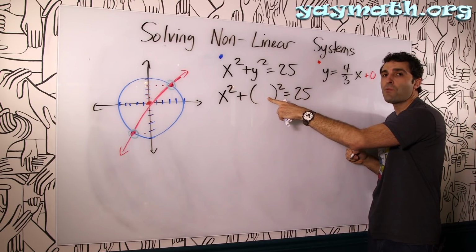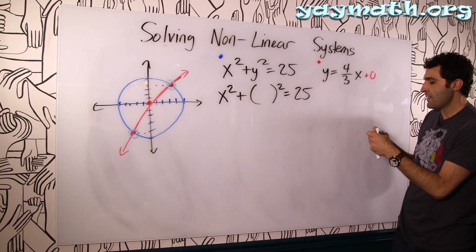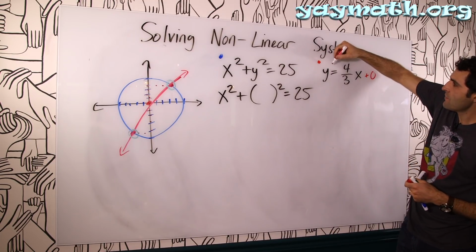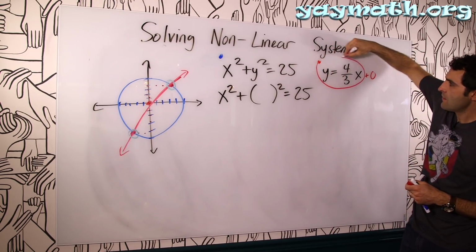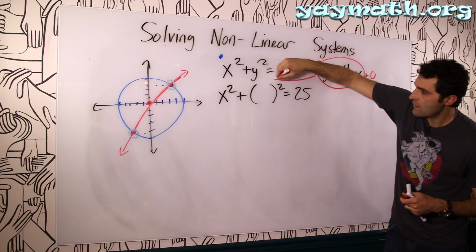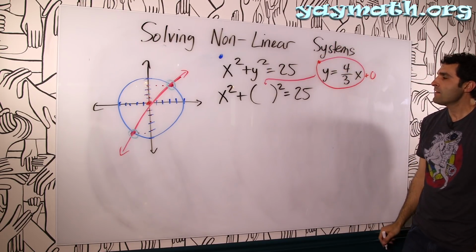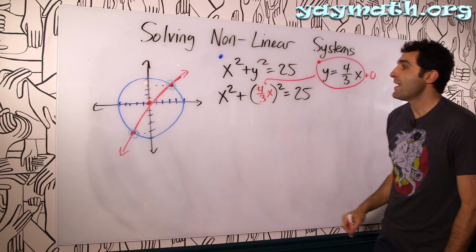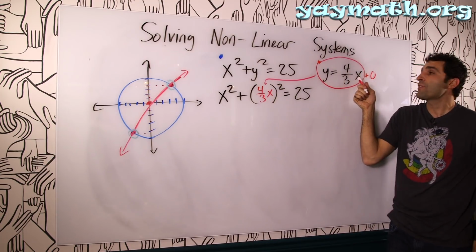So this used to be y, and technically it still is, because instead of y, we're going to write 4 over 3 x. Is it true that y equals 4 over 3 x?